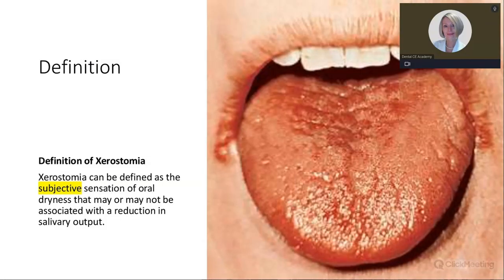Now, when we define xerostomia, we're really defining the subjective sensation of oral dryness that the patient describes to us. It may or may not be associated with hyposalivary gland flow or dysfunction, right? It could be a change in the composition, but again, it's a subjective sensation of oral dryness. It's what our patients are telling us.